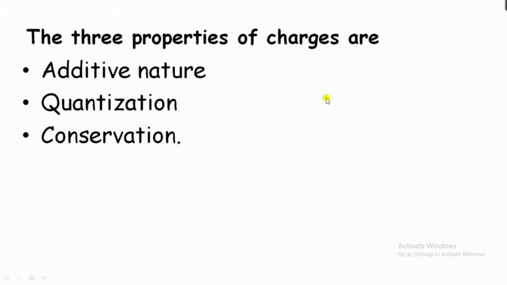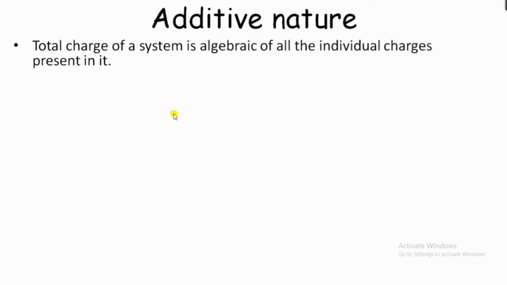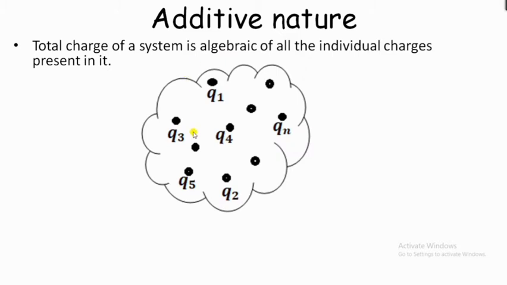So we will explain each nature one by one. So the first is additive nature. According to additive nature, the total charge of a system is the algebraic sum of all the individual charges present in it. So suppose there are n point charges on an object and they are q1, q2, q3, q4 and so on. So the total charge will be the algebraic sum of all the charges.